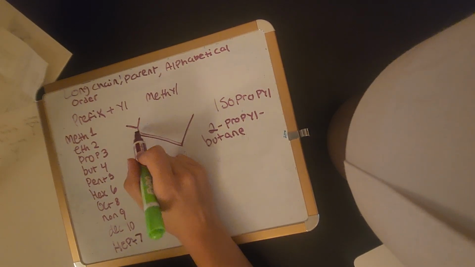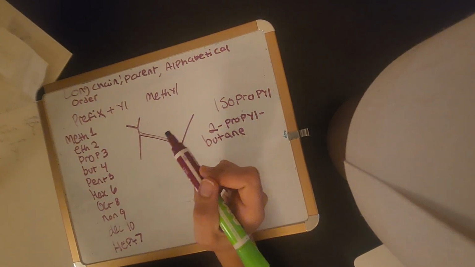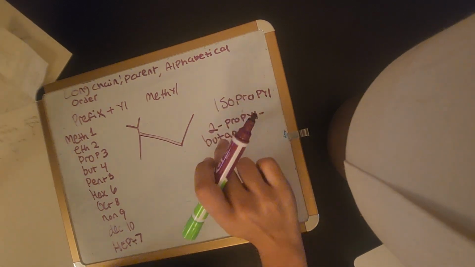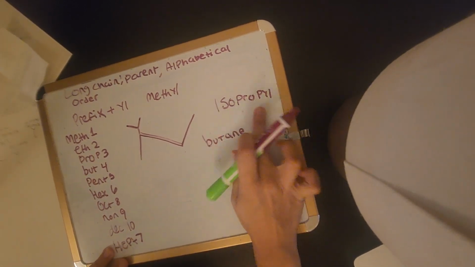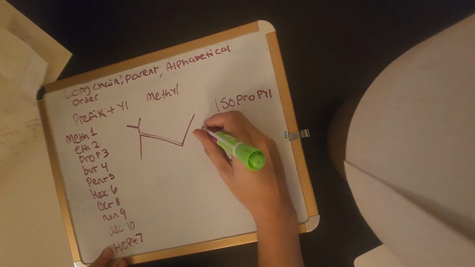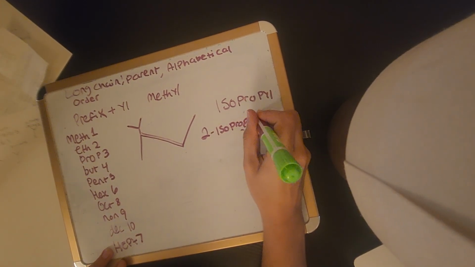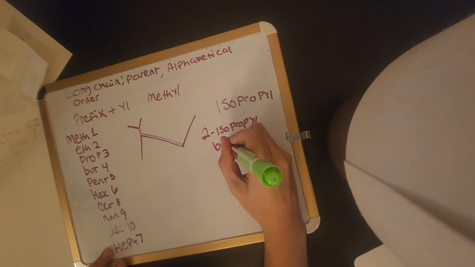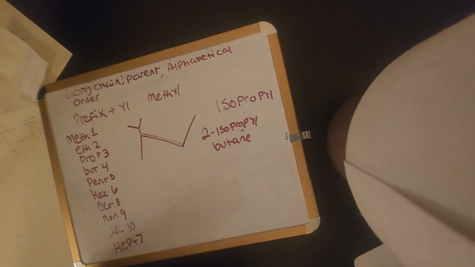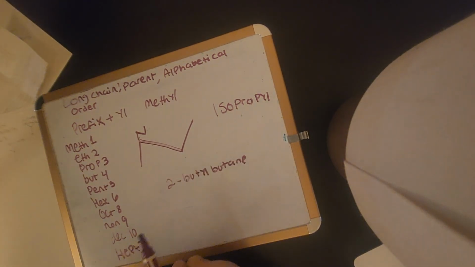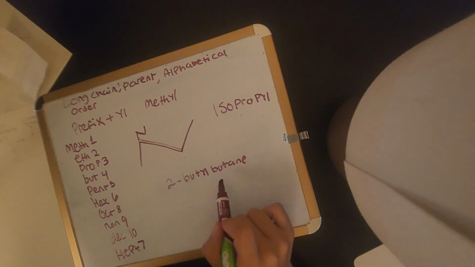So now you also have 1, 2, 3 carbons, but they're arranged differently. So now this is a 2-isopropylbutane. This is a 2-butylbutane.